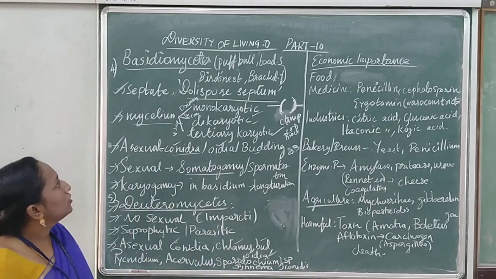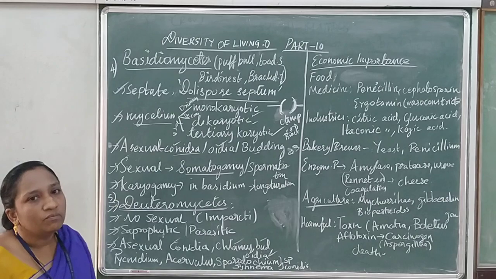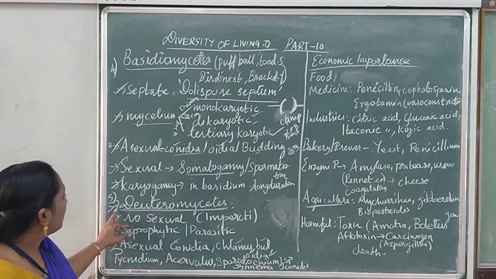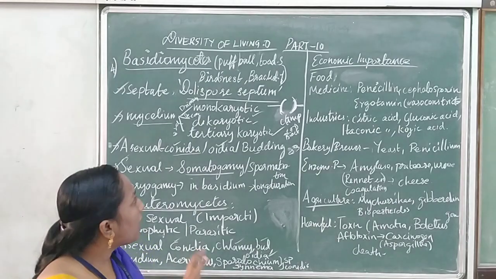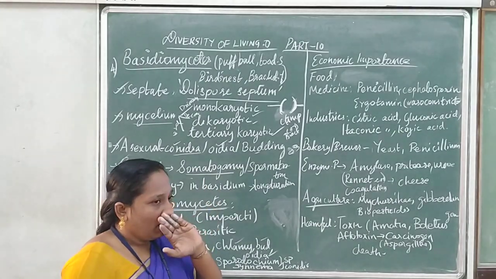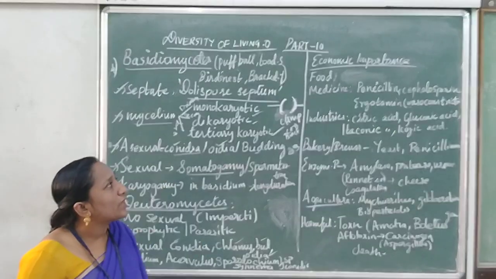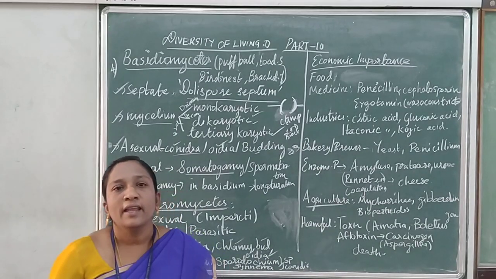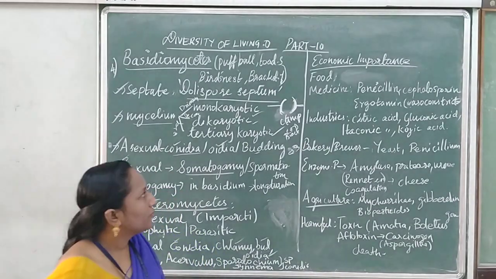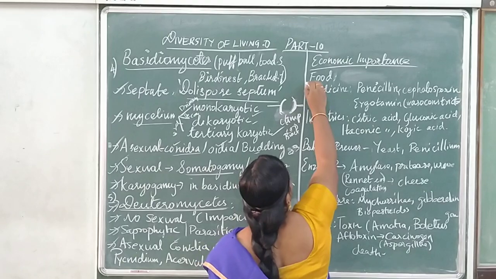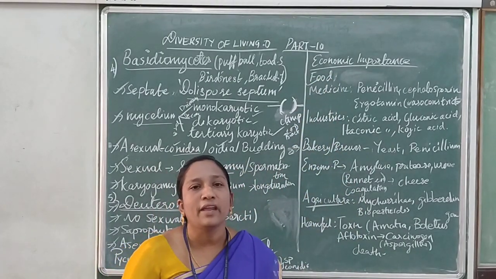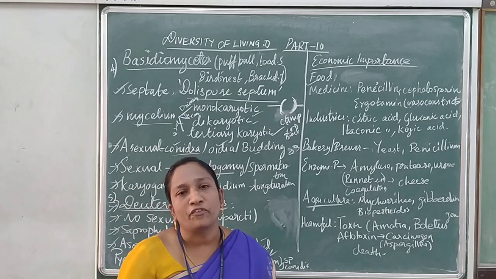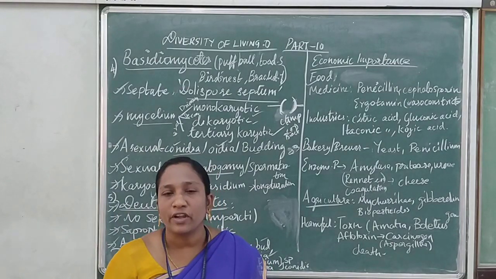Up to this clear? So we learned about the Basidiomycetes and Deuteromycetes. Already we learned the three types. Now we are going to learn about the economic importance of fungi. If we refer to food under the fungi, what comes in front of you? Mushroom.